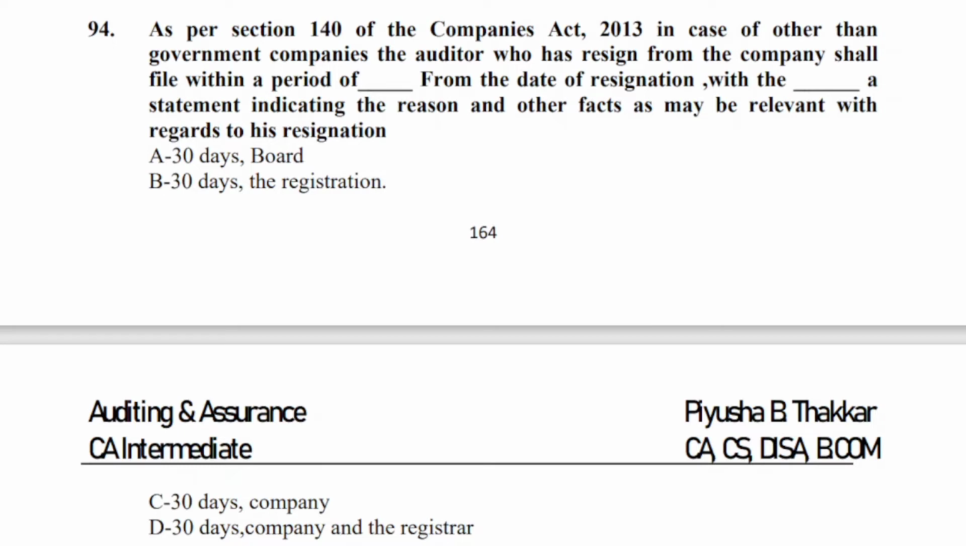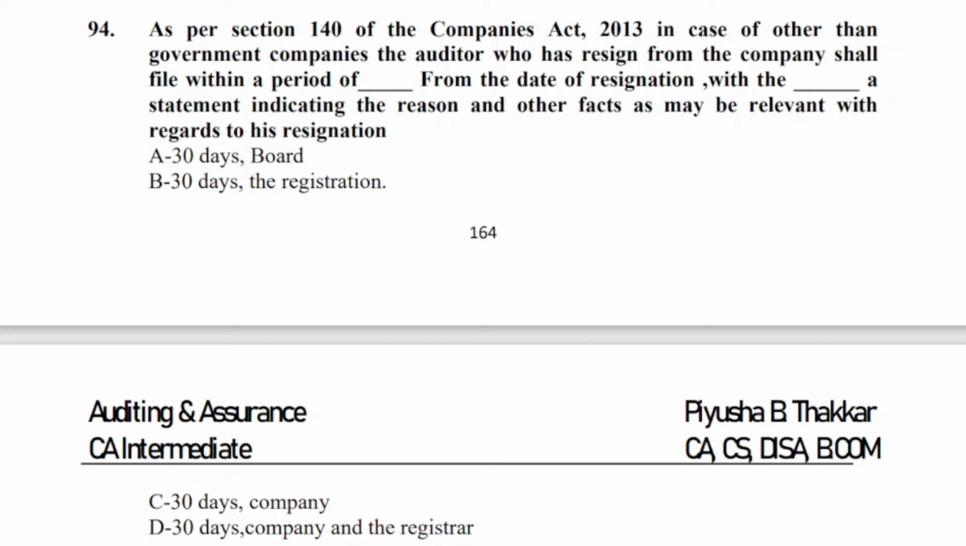So tell me, my dear friends, an auditor who decides to resign under section 140 has to inform the required parties within how many days? Come on, recollect. Yes, within 30 days. Now, inform whom? If it is a non-government company, we need to inform the company and the registrar. So, within 30 days, we need to inform the company and registrar.